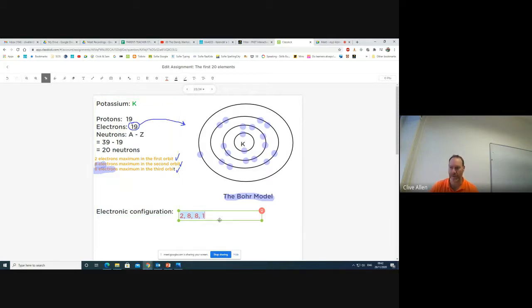That's all you have to do for this. So you go through all the elements that way. You remember, the main thing is you're counting electrons, because they go on the orbits, on the outside part.